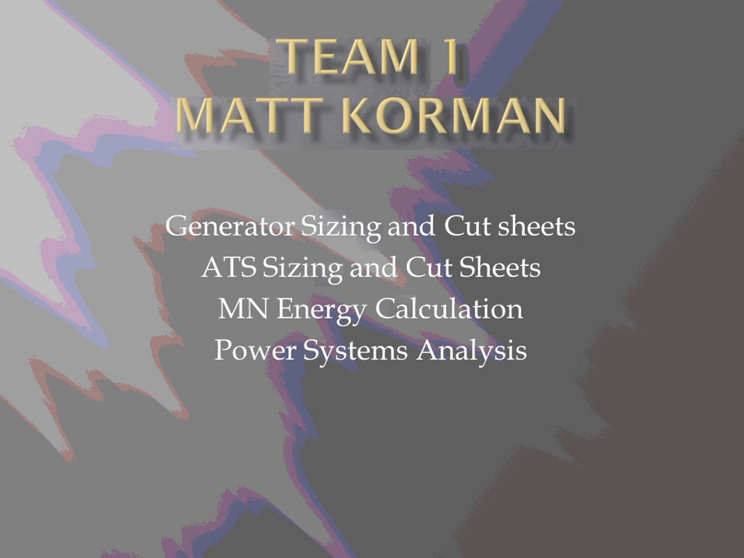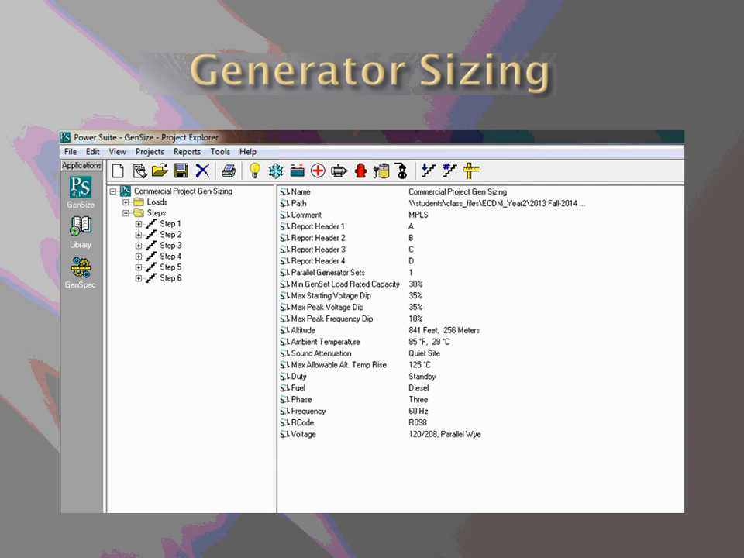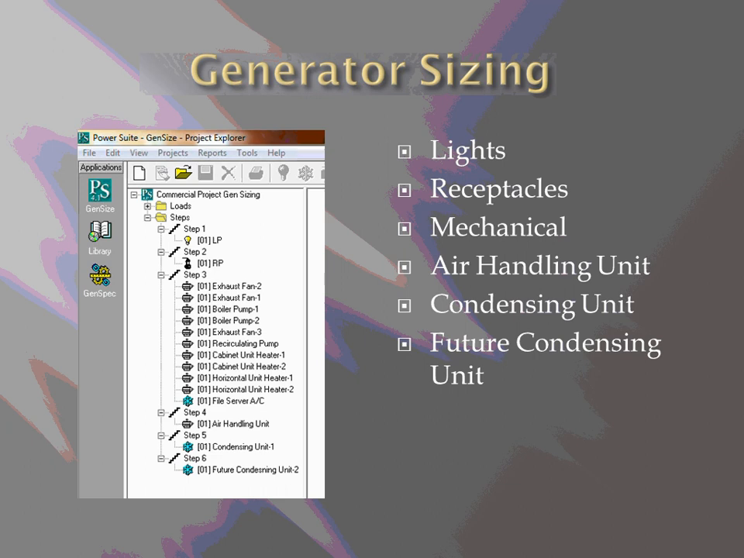Our primary focus this semester was learning Revit for this project, but we've been learning a few other software packages. To size the generator, we use Cummins PowerSuite, and it's just entering in information. We set up all the steps, or the order of when the generator would turn on. First we have the lighting panel, then the technical panel, and then most of the mechanical equipment here, and then step four, the air handling unit, five, the condensing unit, and six, obviously it doesn't exist yet, but the future condensing unit.